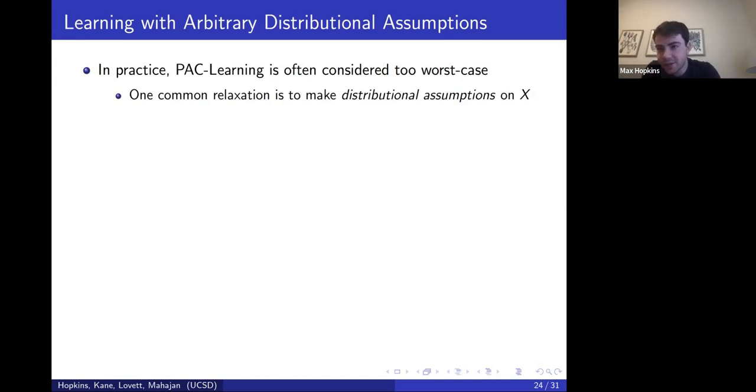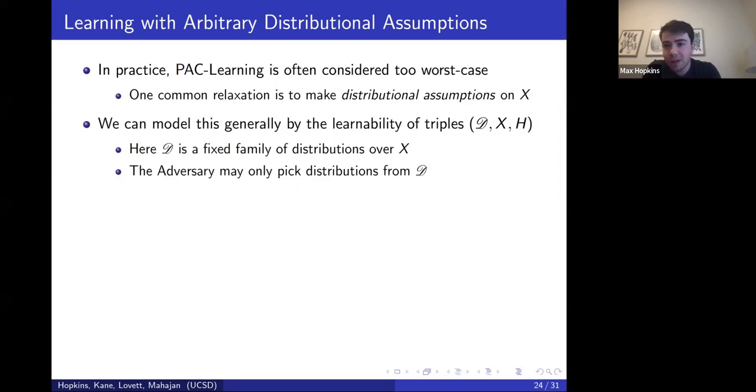And one common way to work with this type of relaxation in the literature, both in learning theory and on the more applied side, is to make distributional assumptions over the data. It's to assume that the data comes from a Gaussian with bounded variance or something with concentration and anti-concentration. And we can formalize this through this very general model, this generalization of PAC learning. We'll look at the learnability of triples (D, X, H), where D is just some fixed family of distributions over X. And now the only change to the model is that the adversary is restricted. The adversary is forced to pick a distribution from D, say a Gaussian with bounded variance.